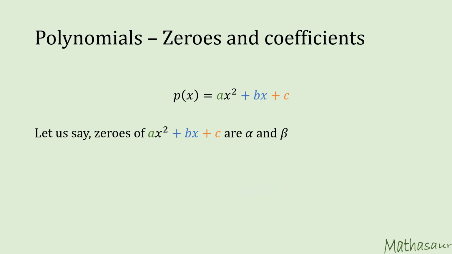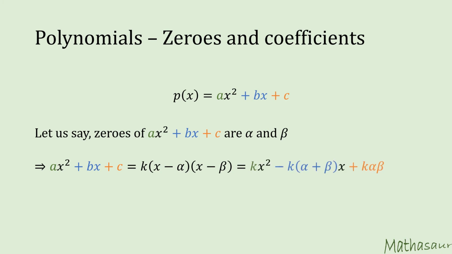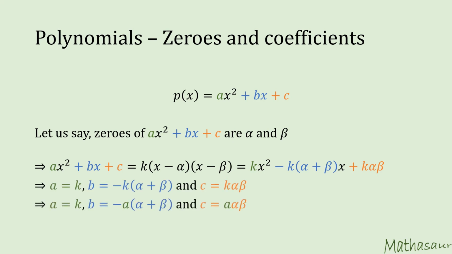There is another way to look at this result. Since alpha and beta are the zeros, we could write the polynomial as k times (x minus alpha) times (x minus beta). Let us simplify and compare like terms on both sides. Upon cross multiplying, we arrive at the same result. Alpha plus beta is equal to minus b by a, and alpha times beta is equal to c by a.